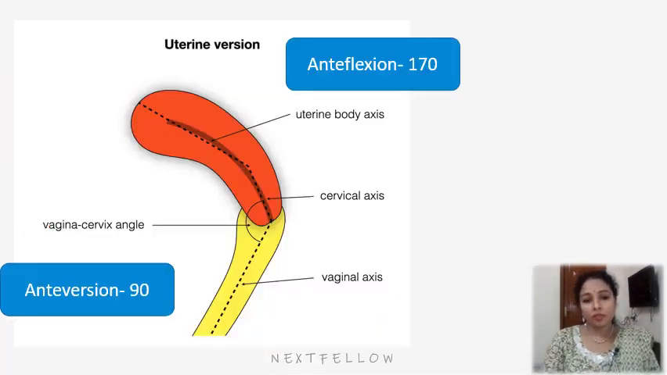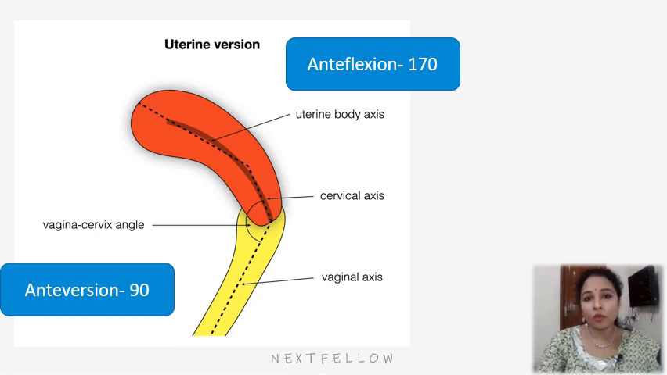Let's see the position of the uterus. The uterus is normally in an anteverted and anteflexed position. In the previous image, we saw the uterus is almost bent over the urinary bladder. It is placed horizontally over the superior wall of the urinary bladder. So there are two angles: the angle of anteversion and the angle of anteflexion.